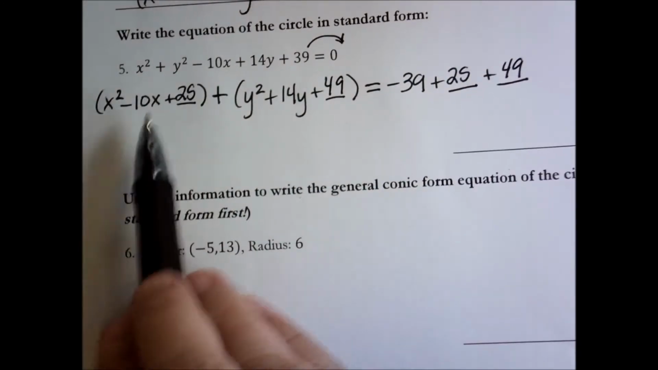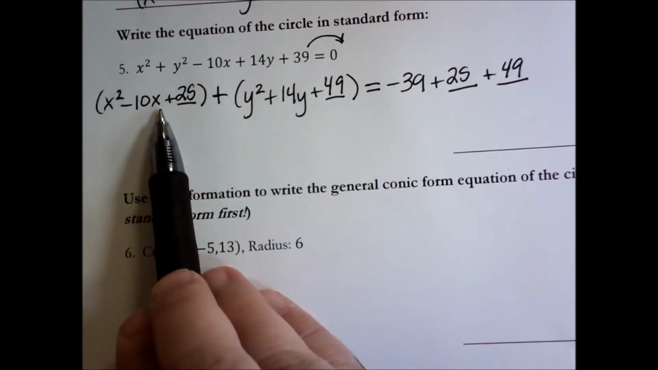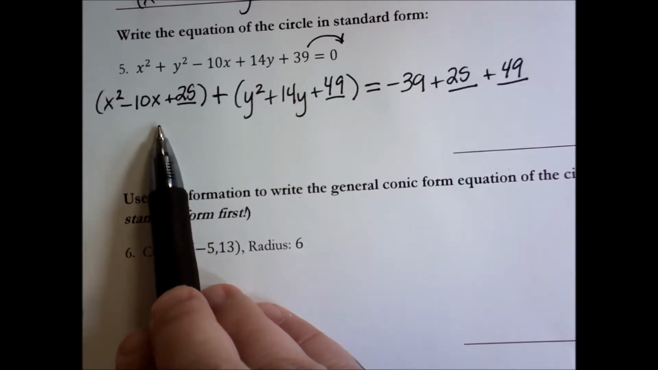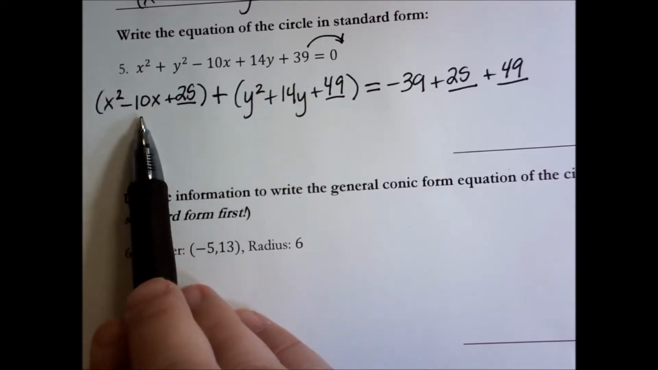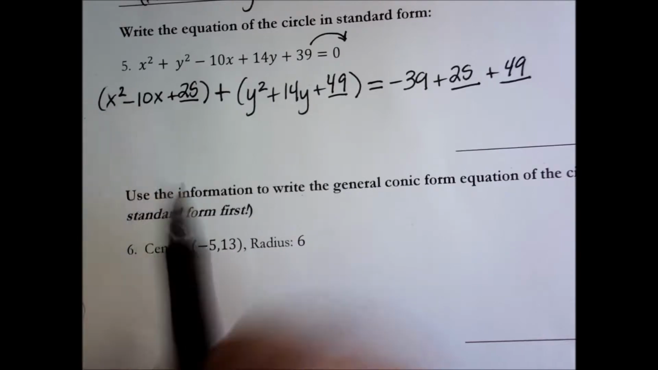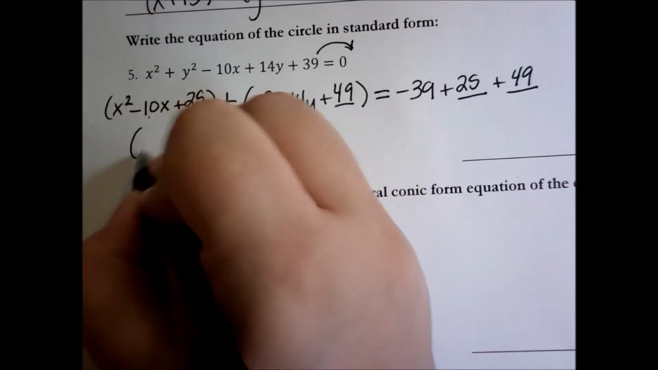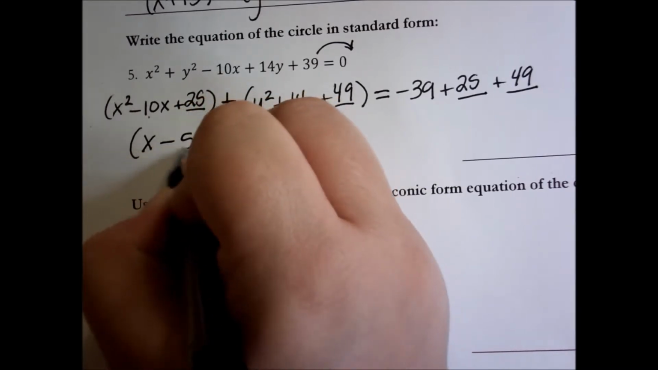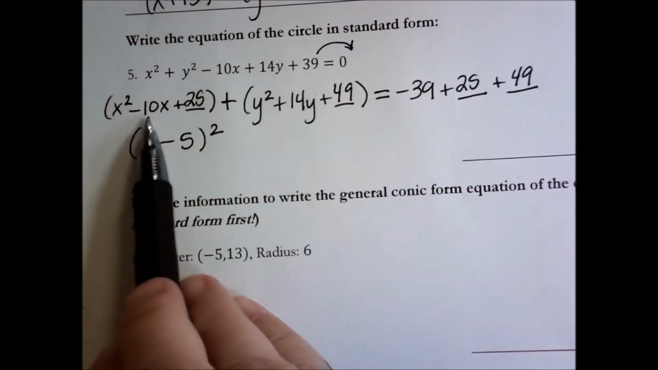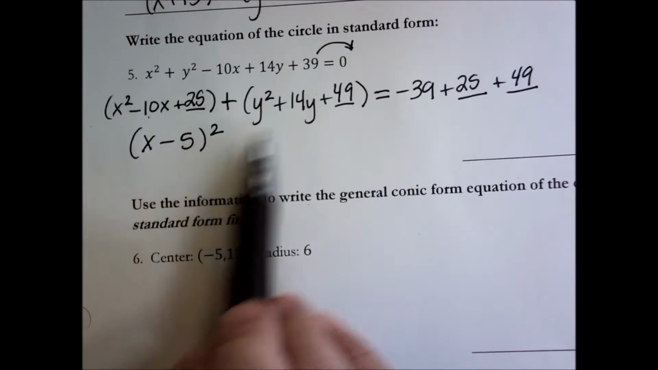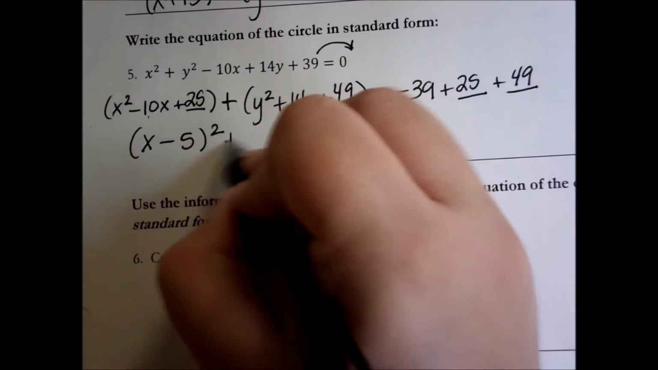Then I factor each of these. Another way of doing it, I mean, you're still factoring, but a helpful hint, I guess you would say, is that whatever you get when you took half of b here is what you're going to get when you factor. X minus 5. Half of negative 10 is negative 5. Half of 14, 7.